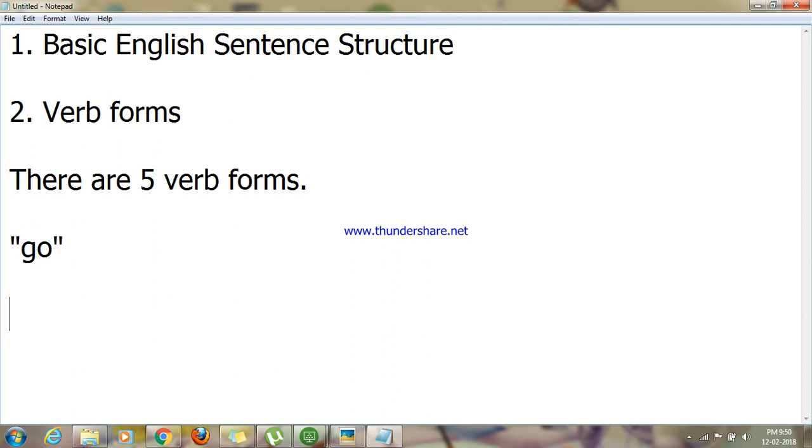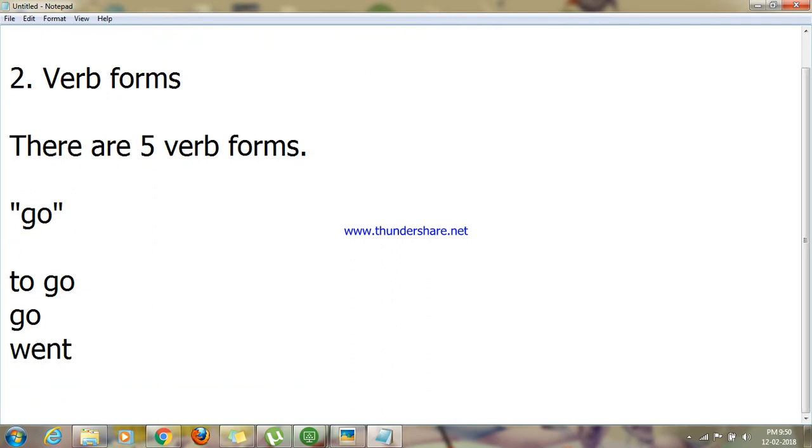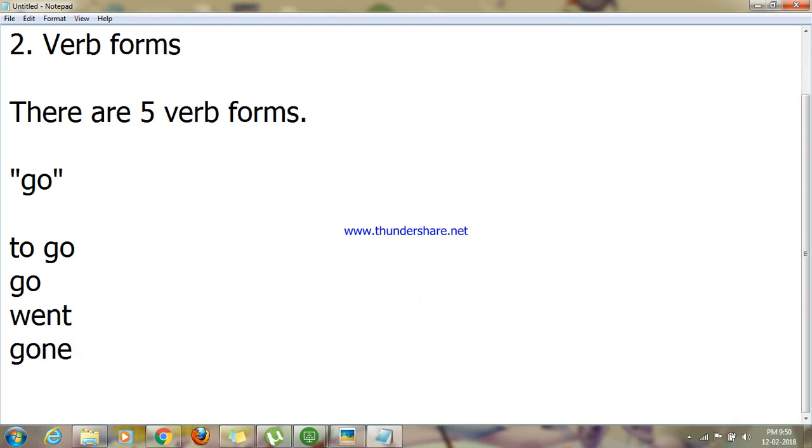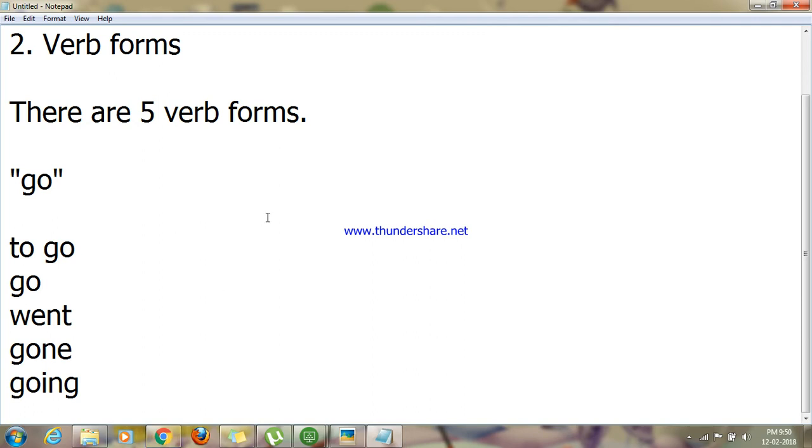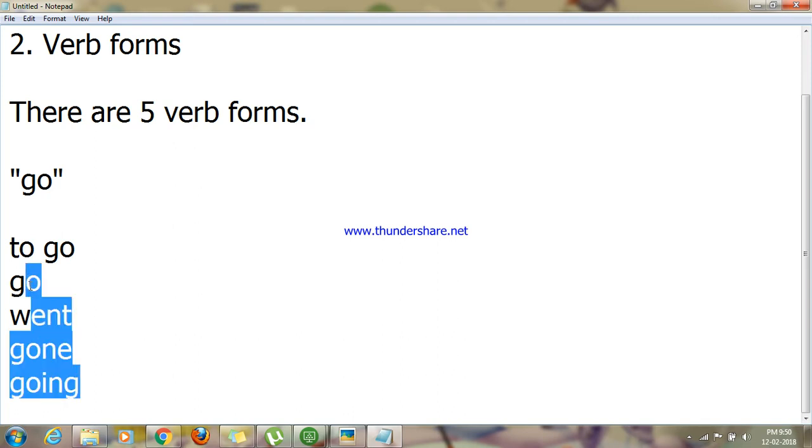Now, go is a verb, as you know. The base verb for go is to go. The present tense of the base verb is go. What is the past tense of go? It is went. What is the past participle of go? Gone. And what is the gerund of go? It is going. So these are the forms. Now the problem here is verb and verb forms. Tenses is a game of verbs. You should memorize, you should practice, and you should keep on using these verb forms.